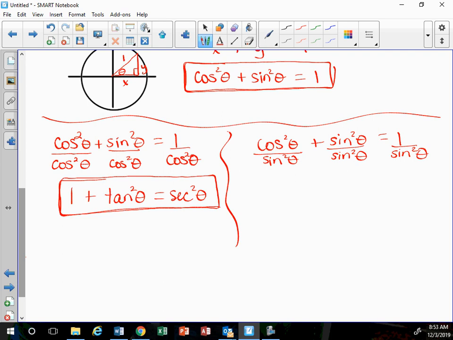All right, what does all this simplify to? You guys are very whispery this evening. Cotangent squared plus 1 equals what? Cosecant squared.